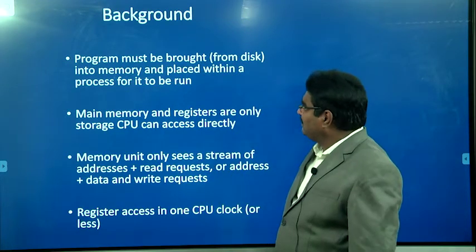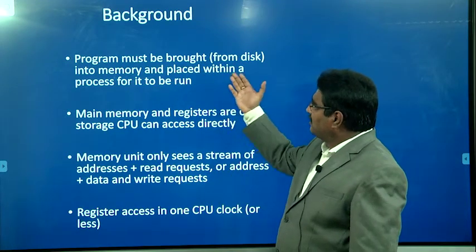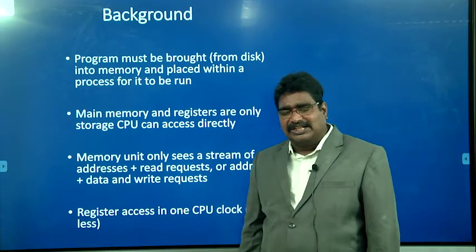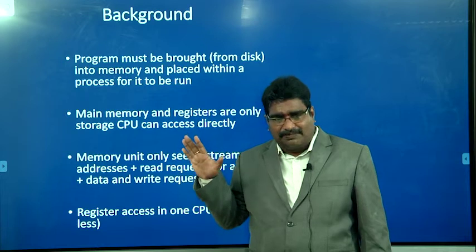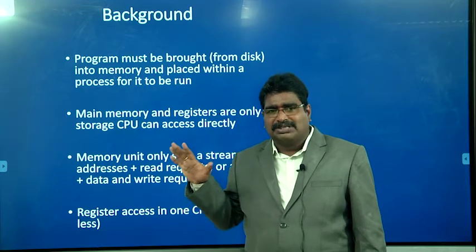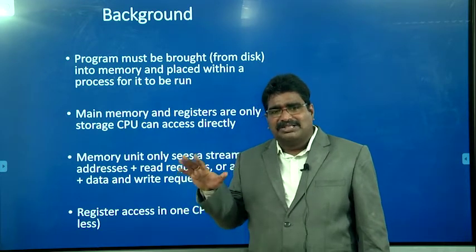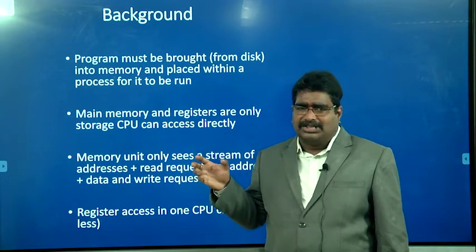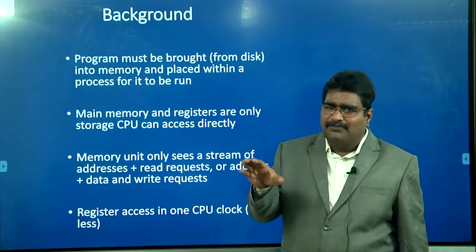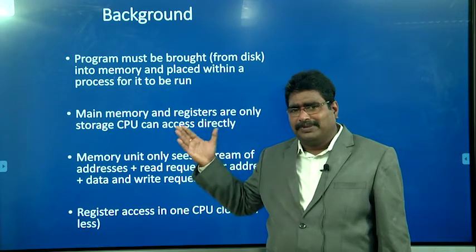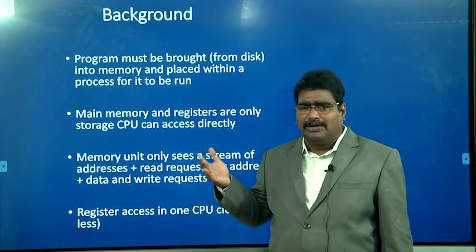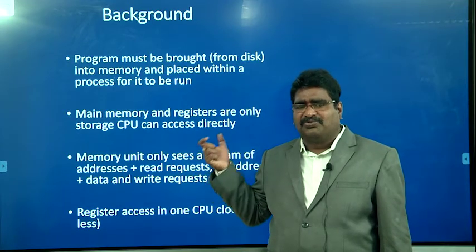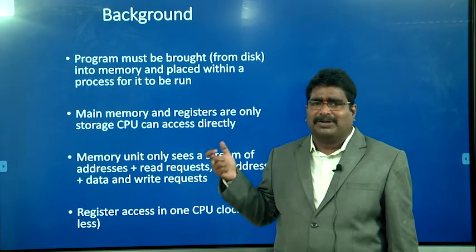So the first requirement is that a program must be brought into memory and placed within a process for it to be run. That is nothing but whenever the user wants to run an application, initially the program is available in the secondary memory, and when it needs to run, the operating system brings the program from the secondary memory to the primary memory. And the need for this is that the processor is able to fetch the instructions from the primary memory very fast.